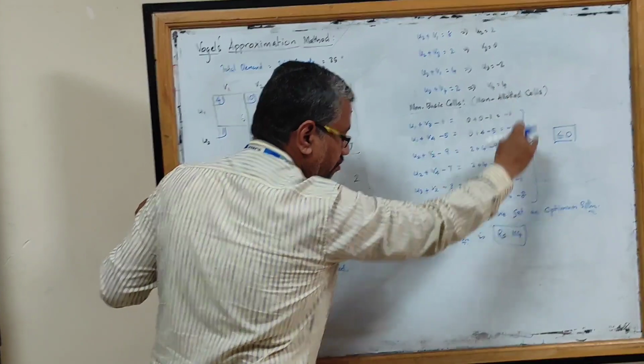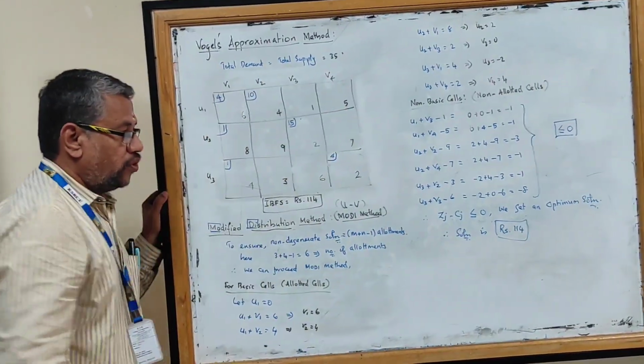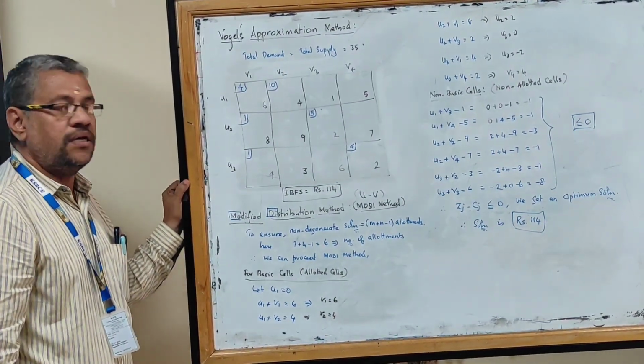Suppose we get a positive value over here, what do we do? That we'll see in the next class.